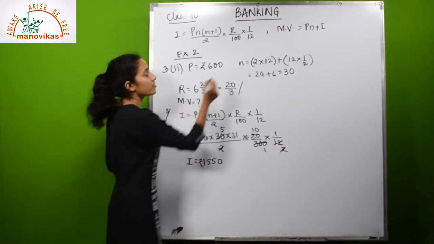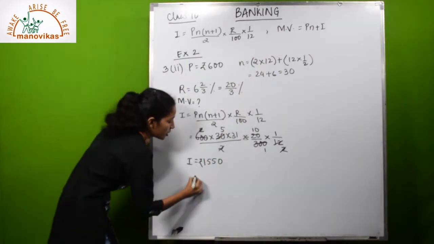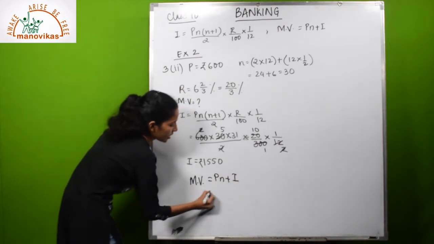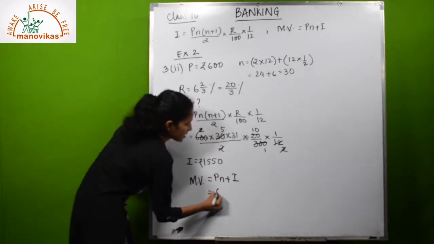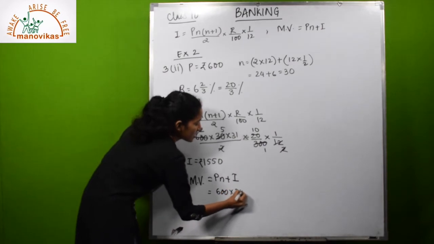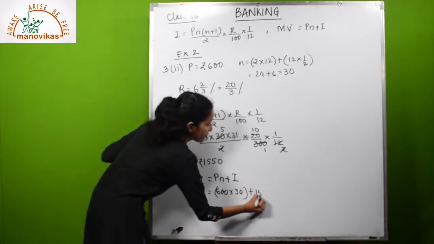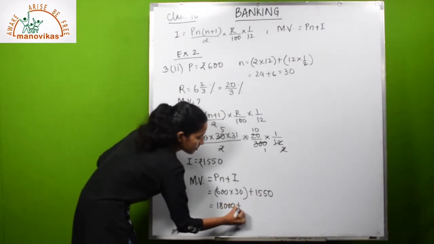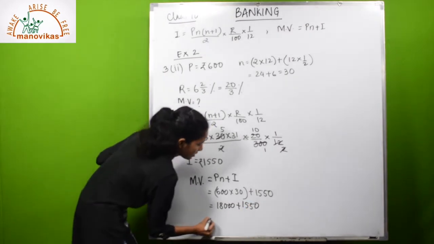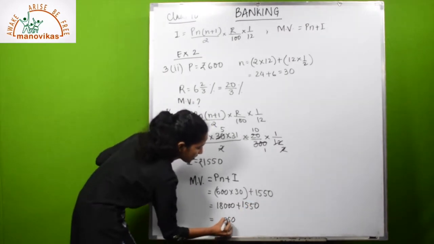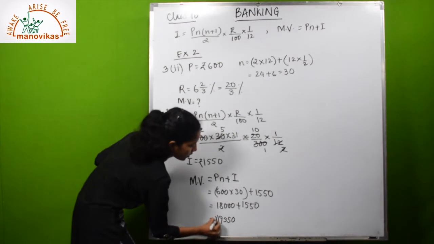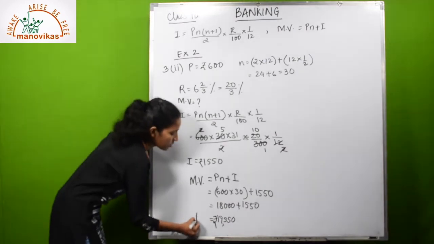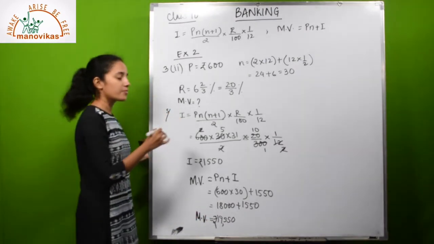So once you have got the interest, now you calculate the matured value using the formula Pn plus I. So that will be P is 600 into 30 and I is 1550, which is 18,000 plus 1550, which is nothing but 19,550 rupees. So rupees 19,550 will be the matured value that the person will get.